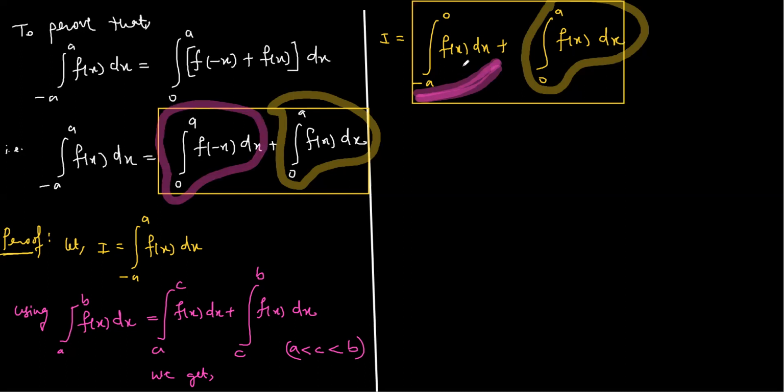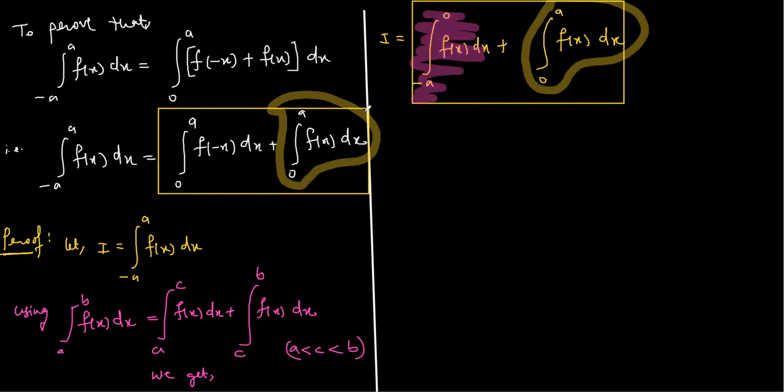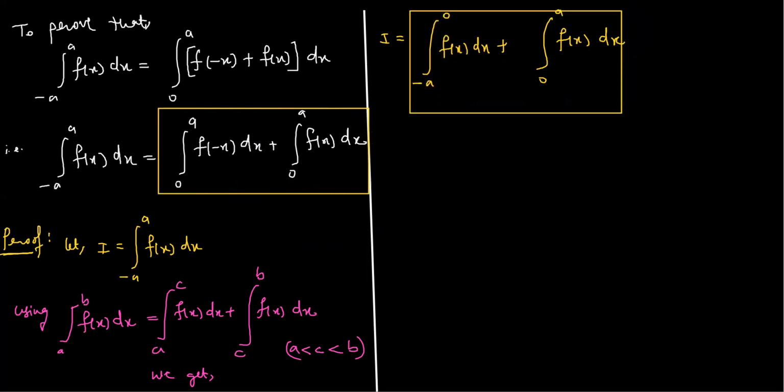So if I prove this integral is the same as this integral, what I'll be doing? I'll be completing my proof. In place of minus a to a f of x dx, I will prove that this integral is the same as this integral. So it will be replaced. And if I get 0 to a f of minus x dx here, you can see that we will have completed the proof. Okay, so here we begin.